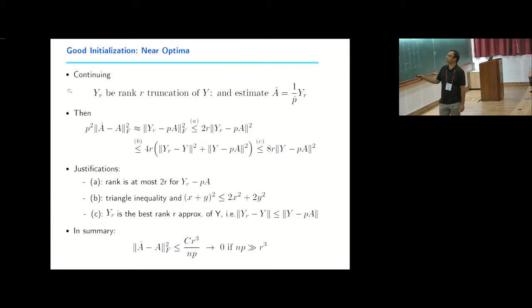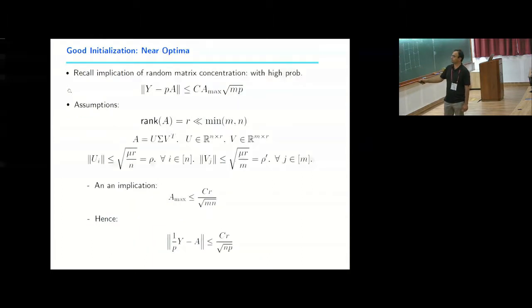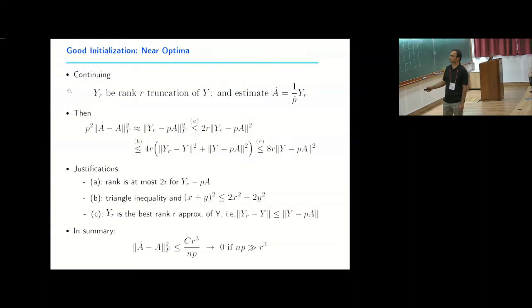It means that if I take another rank R matrix, it will only be larger than this one. So this quantity is an upper bound on this, which means I get this. That's great, because now I know how to bound this. Put everything together and you get A hat is like this. What this means is that if P is larger than R cubed over N, you get your result, roughly this type of result.